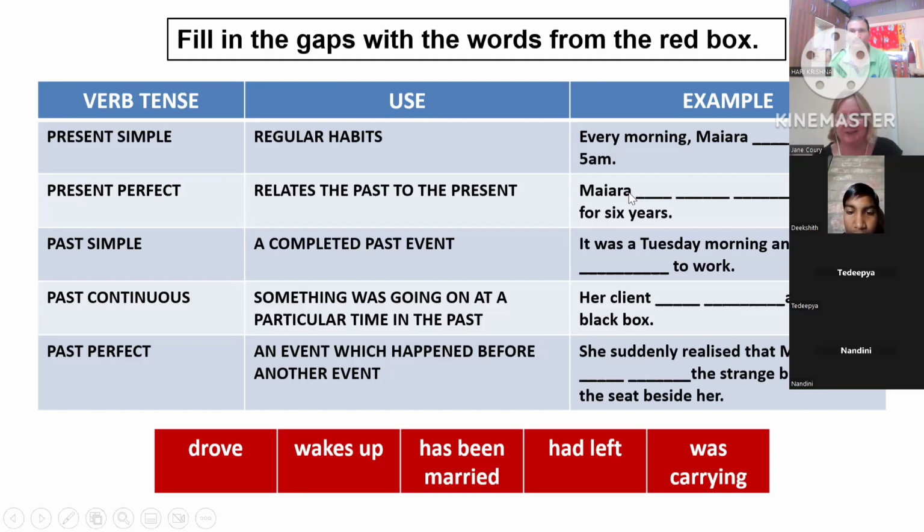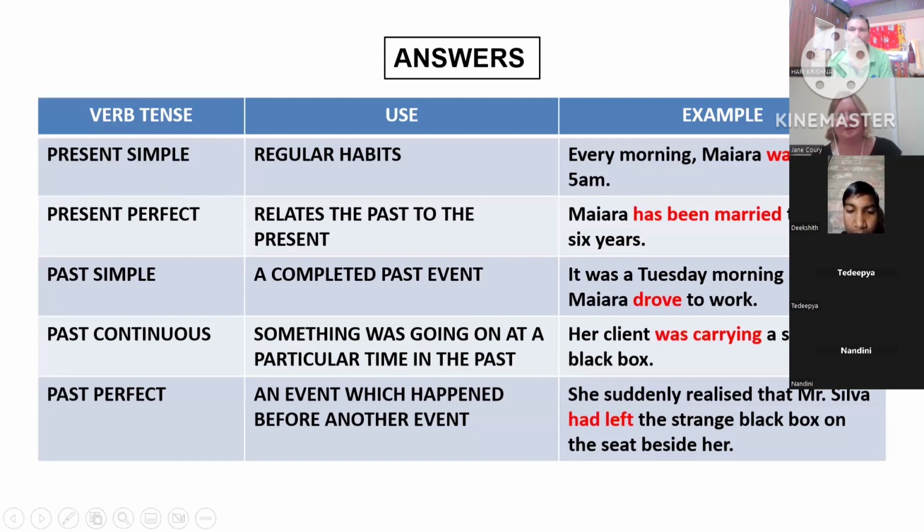Excellent. Let's have a look then. Very good. So we've got every morning Mayada wakes up at 5 a.m. Okay, it's a regular habit. We could say Mayada has breakfast at 6 a.m. That's another regular habit. Mayada has been married to Jose for 6 years. So it relates the past to the present. She got married 6 years ago and she's still married.